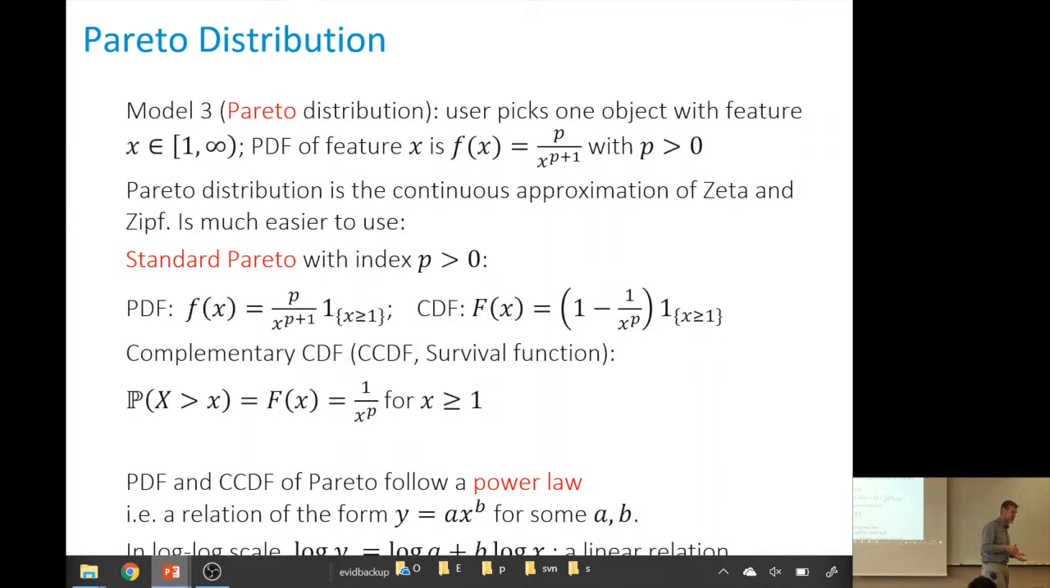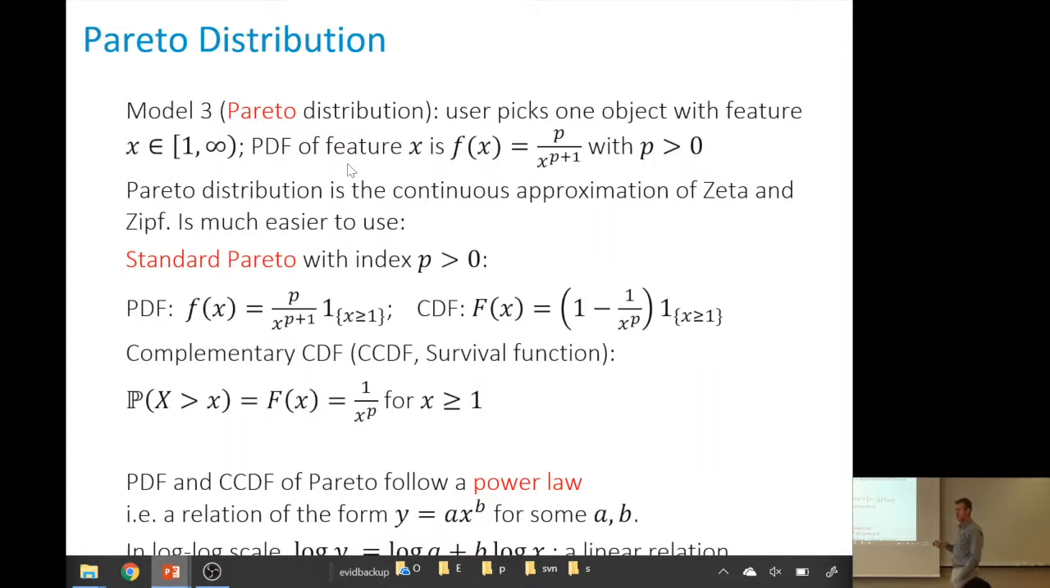Very often we work in the continuous setting because the math is easier, so the continuous equivalent of that, instead of having a finite number of objects, we will say we pick a feature x, which is a number. And the probability that feature x is chosen, and x is a continuous number instead of being discrete, then we have something similar. It is some constant divided by x to the power p plus 1. Now, if x is larger than 1, the constant is easy to compute, because then all we need is to make sure the integral of this between 1 and plus infinity is equal to 1. So that gives p as a constant here. So it's a continuous approximation of zeta.